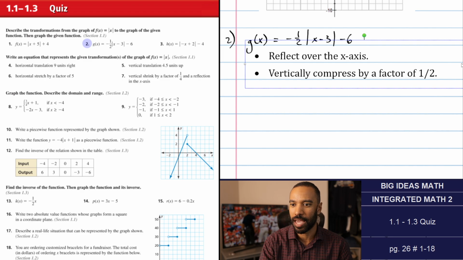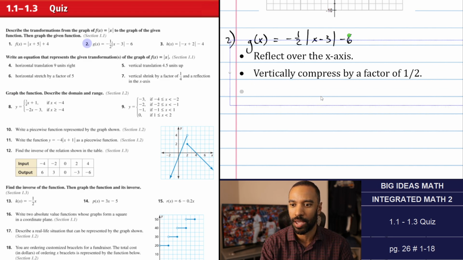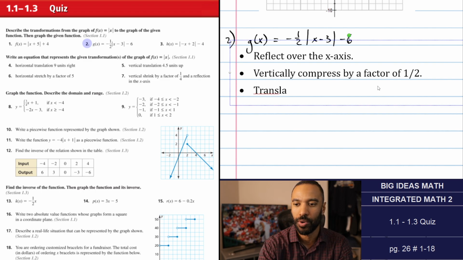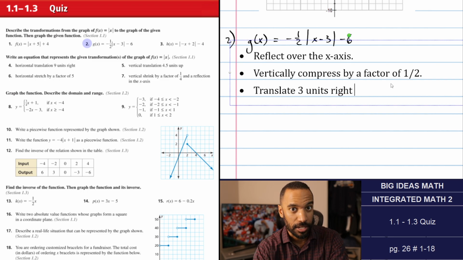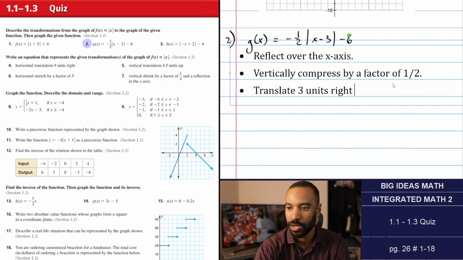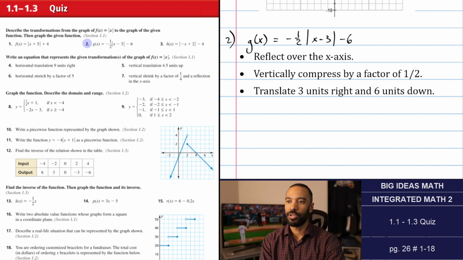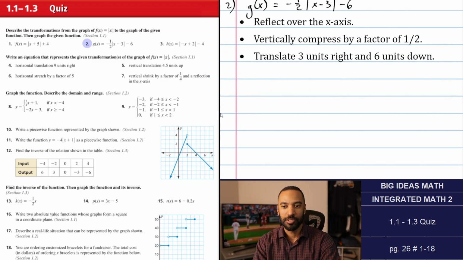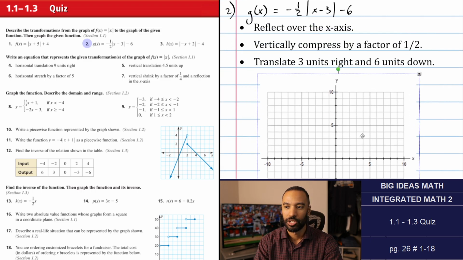Now we still have h and k. I could probably state them in this one portion of the sentence here. Translate how many units right, left, and up, down. We are going to translate 3 units right. This is because it's a -3. You plug in 3 to get 0 in there, and you get -6 out, 6 units down. So all 3 transformation types are being applied: reflections, compression or stretches, and translations.